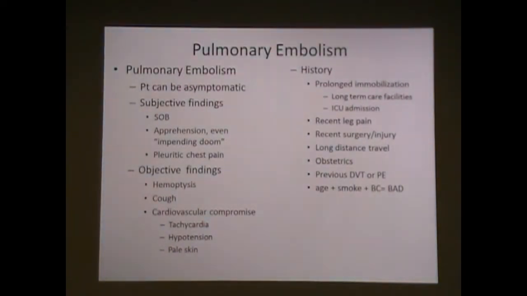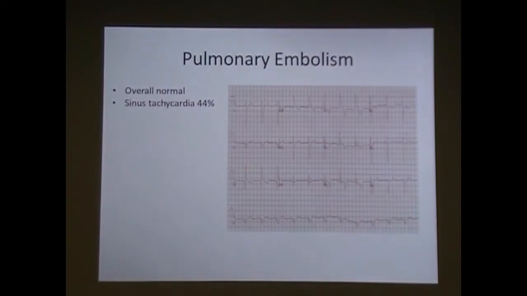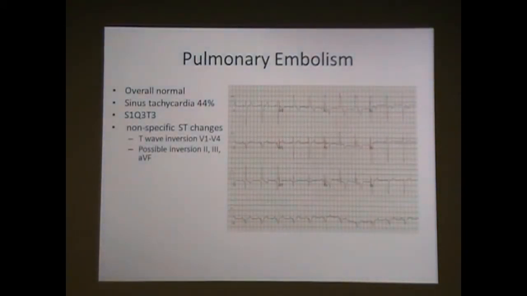And then, of course, age plus smoking plus birth control equals bad. Okay? So those are the people that are most at risk for pulmonary embolism. In an EKG, overall they're going to look pretty normal. About 40% of them are going to be tachy. Okay, S1, Q3, T3. We talked about this earlier, but we're going to actually look at it. Okay, you can have non-specific ST changes. You can have T-wave inversions in V1 through V4, and possibly in 2, 3, AVF. And you can have peaked P waves.